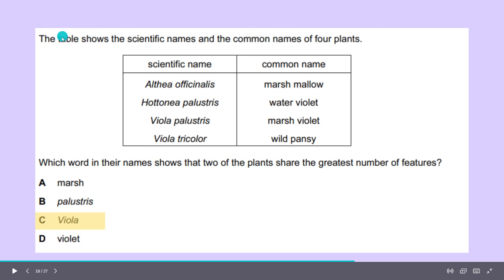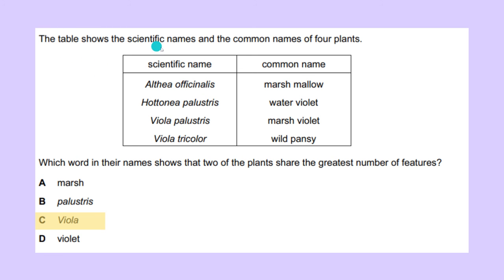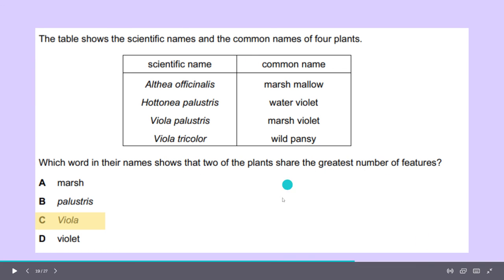The question says the table shows scientific names and the common names of four plants. Scientific name and common name. So which word in their name shows that the two plants share the greatest number of features? When you find such questions, you should always look at scientific names rather than common names.